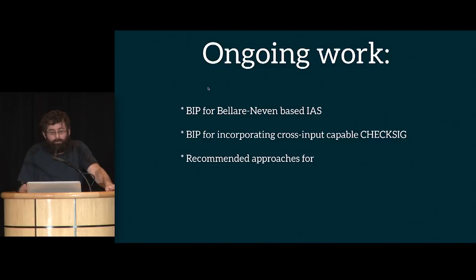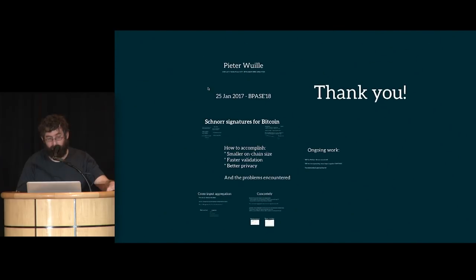So ongoing work, we're working on a BIP for Belyaev-based interactive aggregated signatures, so then we can present this as just a signature scheme on itself. Then there's a separate BIP we're working on for incorporating this cross-input capable checksig and what the exact semantics would be. And recommended approaches for doing various kinds of threshold signing so we don't need to stick with this. Everyone involved in a contract needs to be independently providing a signature, and that's it.